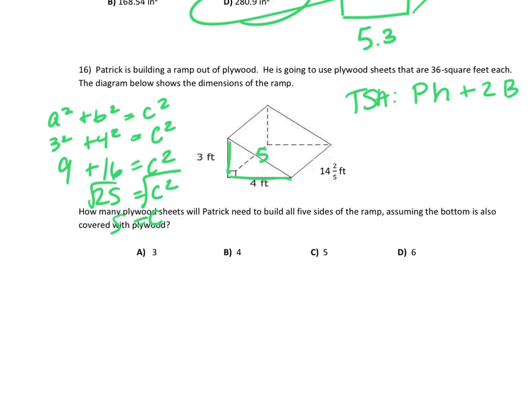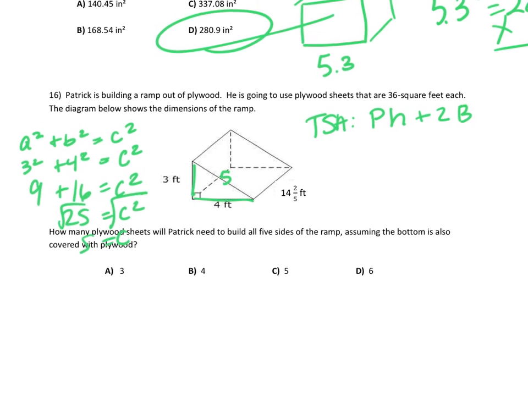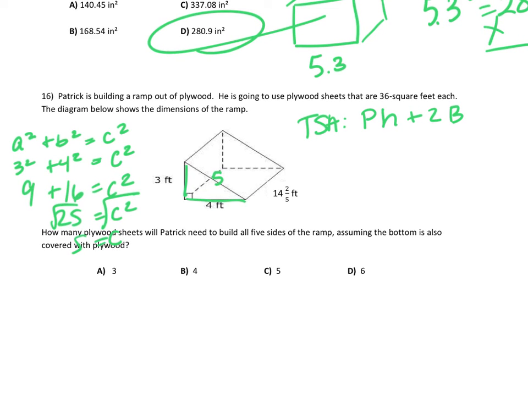Okay, Tatum, you're looking kind of scared. Okay, so 3 plus 4 is what? 3 plus 4 is 7 plus 5 is? 12. Okay, the height is 14 and 2/5. I'm going to change that to 14.4. I like 14.4 better, okay?